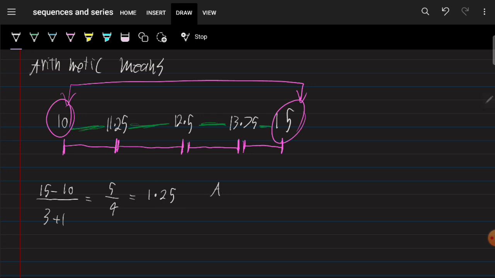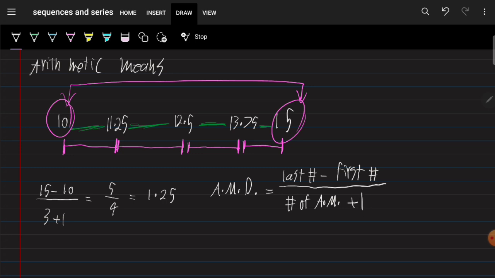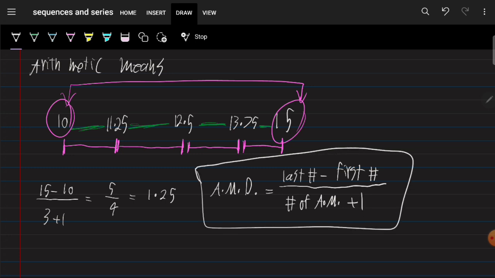So to find the arithmetic mean difference, so this is the difference between the arithmetic means, we will take the last number minus first number divided by the number of arithmetic means we want plus 1. So for those of you that like formulas, this is a nice little formula you can write down and add to your sheet.